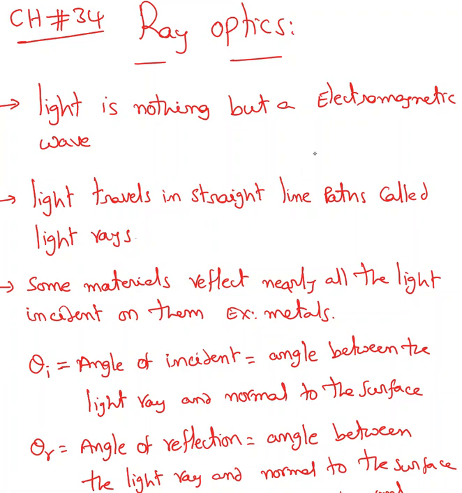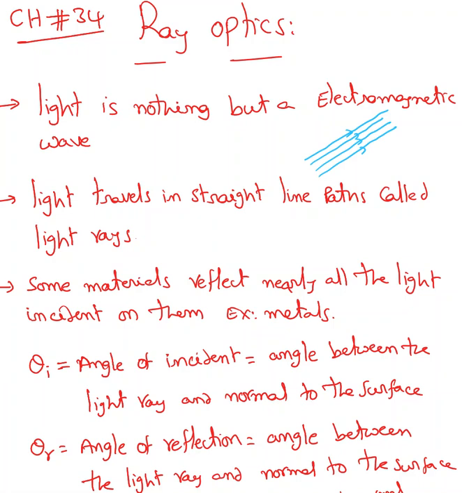If you turn on a flashlight, we'll see a light beam. So this whole thing is a light beam. These individual lines are called light rays. Some materials reflect nearly all the light incident on them. Those are examples of metals. Some materials refract the light rays when they are incident on them. Those are examples like water or glass.